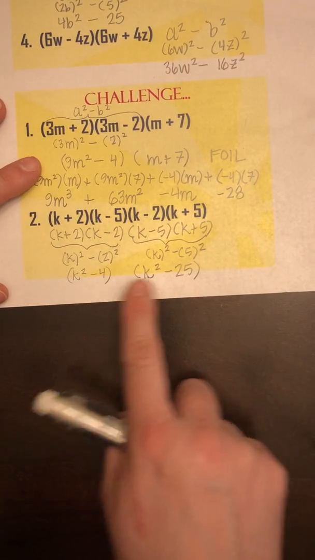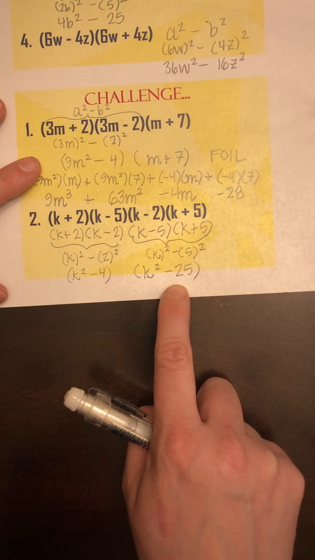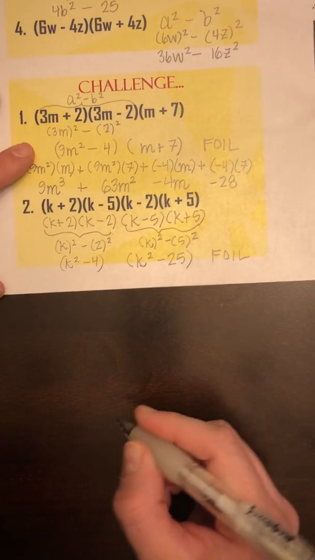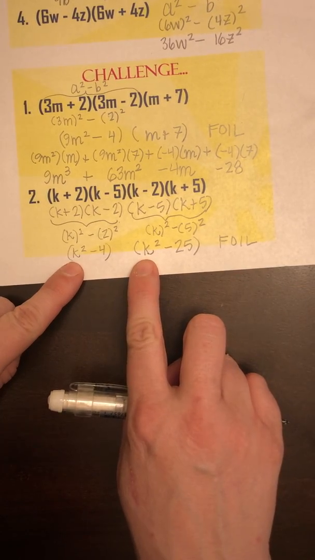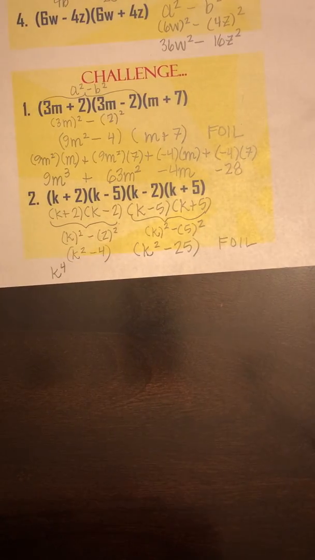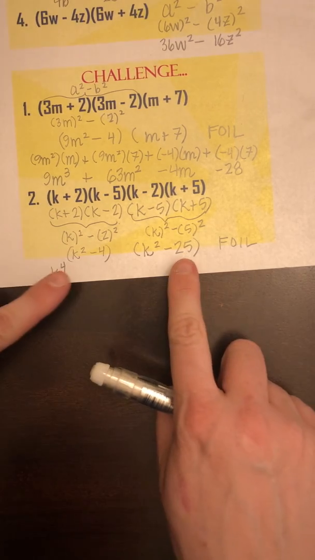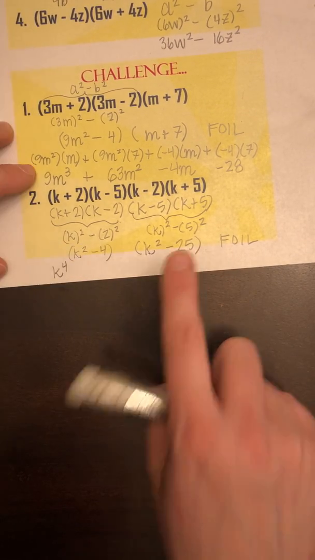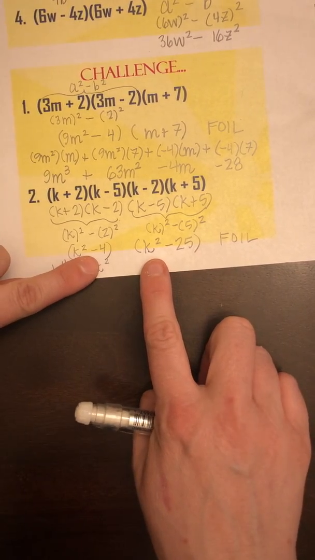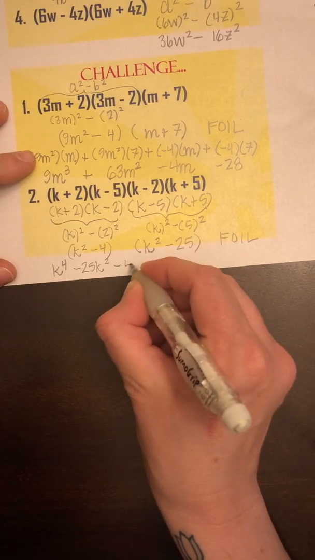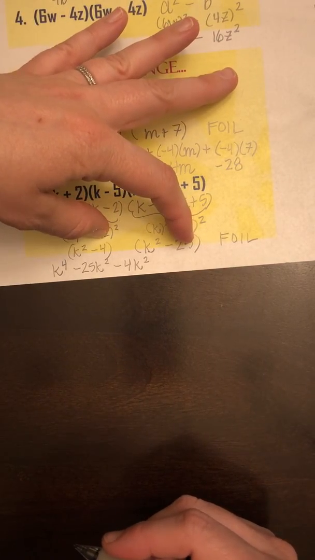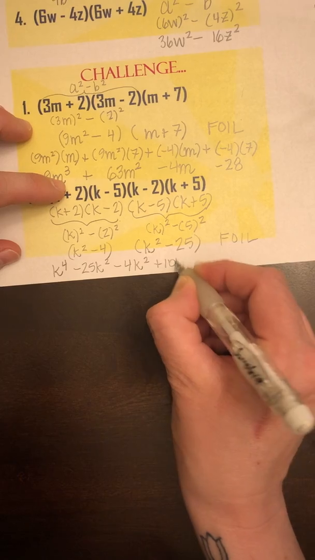Now I have these two things left, and I don't have a pattern that's going to go with it. So this is going to go back to yesterday's lesson of FOIL. So first, I would do k squared times k squared, which is going to be k to the 4th power. Remember, you keep the base and you add the exponents. Then I'm going to do outer. So k squared times negative 25 is negative 25k squared. Then we're going to do inner. So negative 4 times k squared is negative 4k squared. And then we're going to do last. Negative 4 times negative 25 is positive 100.